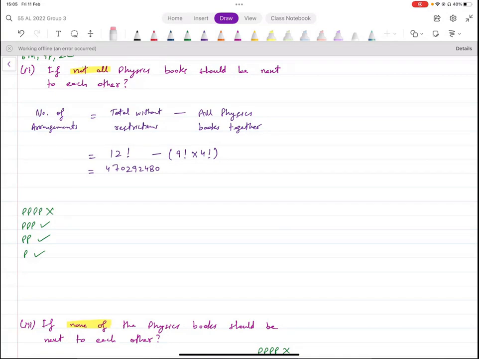ठीक है. Now in this case we can no longer use this method, or even if we can, हमें वो सारे cases अलग-अलग find करने पड़ेंगे. We will have to find the case for two physics being together. वो find करें. फिर हम find करें three physics books together वाला case. फिर हम find करें four physics books together वाला case. And then we subtract it from the total. आपको वो तीनों cases find करने पड़ेंगे. And then you'll have to subtract them from the total, which is going to be pretty lengthy. And we would not want to do that. Or काफी complicated भी हो जाएगा actually.